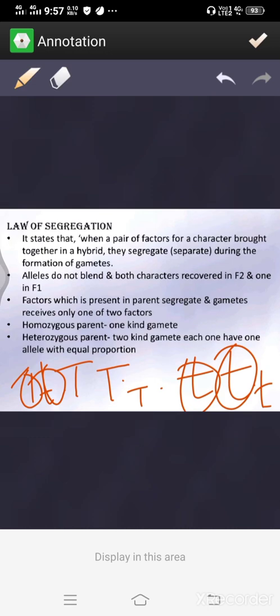That is what I said. I will deal with the example again. A homozygous parent means one kind of gamete, that is the same. These are homozygous. Heterozygous parent means two kinds of gametes, each with one allele in equal proportion. If it is heterozygous, meaning capital T, small t, the gametes will be either capital T or small t. So this is the law of segregation.